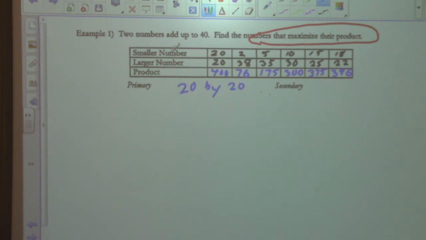What are you looking for? There are two things involved here. What are those things? Okay, so add to 40, so how would you write that? What equation would you write out?